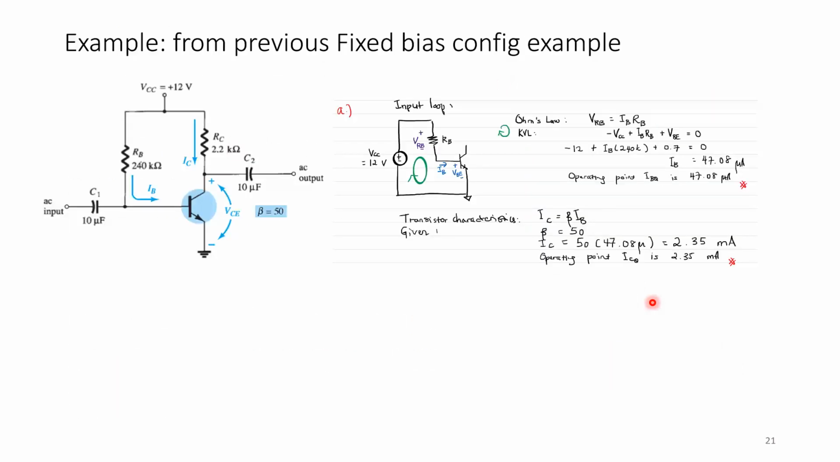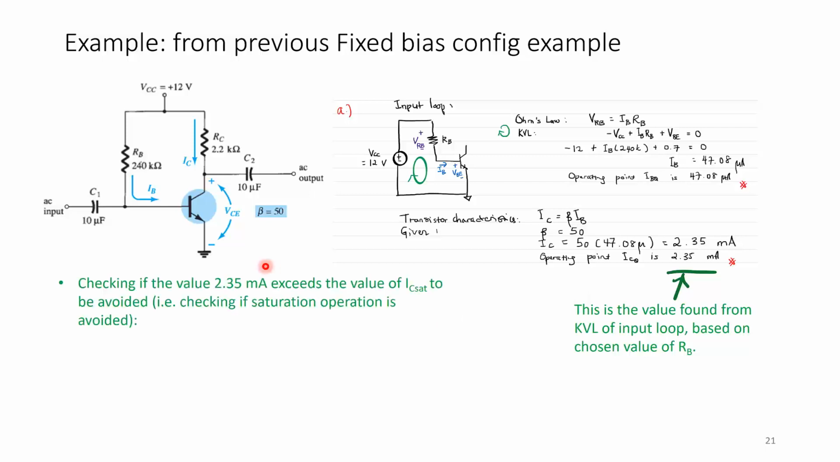So let's look at our previous fixed bias configuration example. We've done this, I'm just copy pasting here. This circuit was given, and then we did this analysis earlier. From the analysis that we did of the input loop, we found that ICQ, the Q point of IC, is 2.35 milliamp. Now, just checking in case our value of RC was pushing this value right to the saturation value, we check if the value of 2.35 milliamp exceeds the value of IC set to be avoided, i.e. checking if saturation operation is avoided.